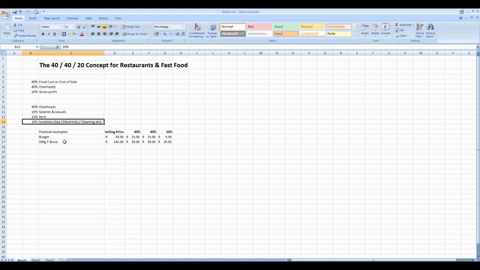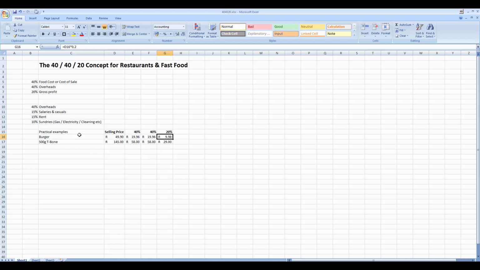And then only 20% of that price, so that 49 Rand 90 that you're going to be charging, will be for profit. So out of every burger that you're going to sell, you're going to make 10 bucks. Sounds good? The problem with that is that you've got to sell a lot of burgers to make up the rent.